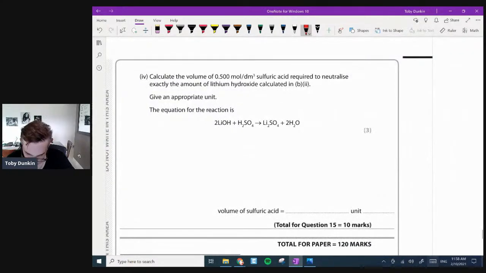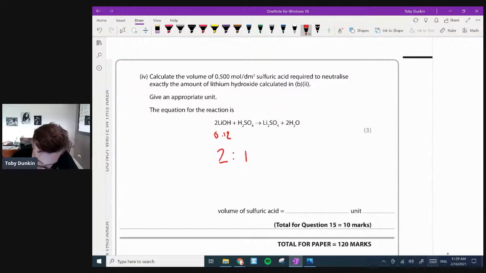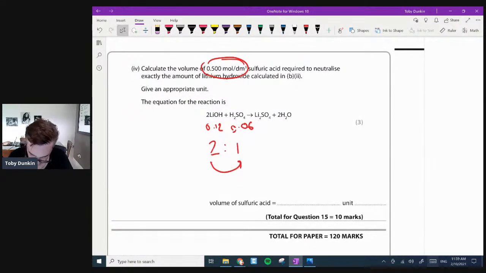Calculate the volume of sulfuric acid required to neutralize the exact amount of lithium hydroxide calculated in B. So we've got 0.12 moles of it. The ratio is 2 to 1, so divide that by 2 and I get 0.06. Now they've given us the concentration. They want the volume.